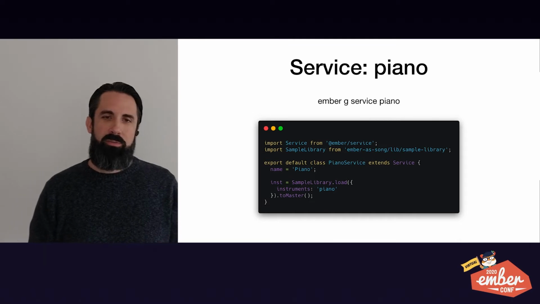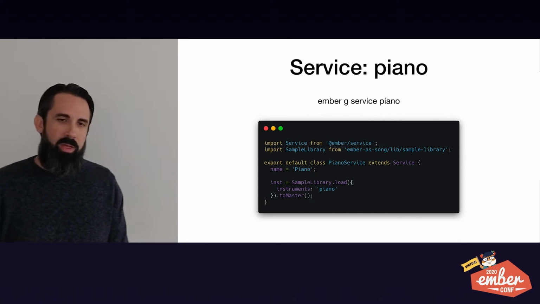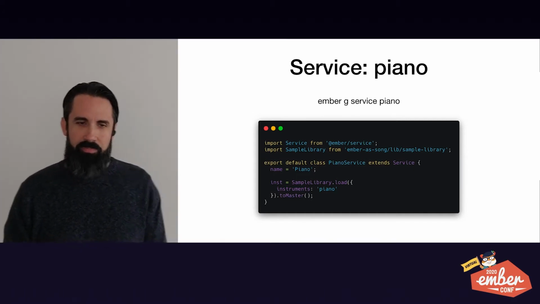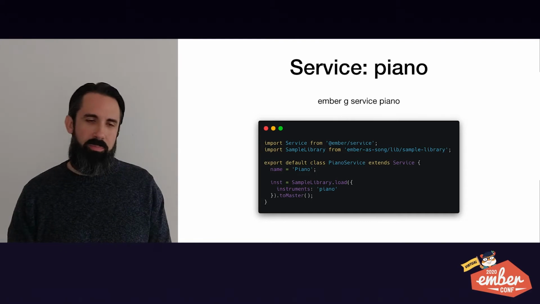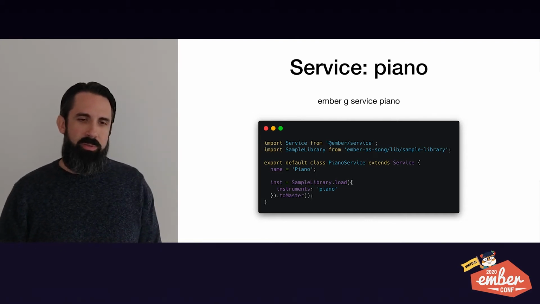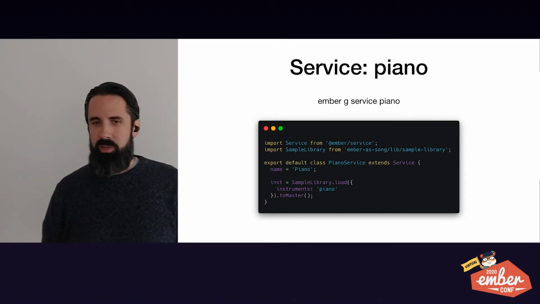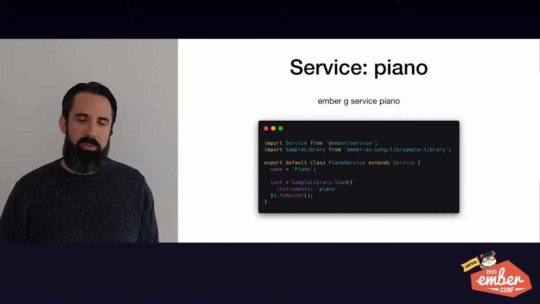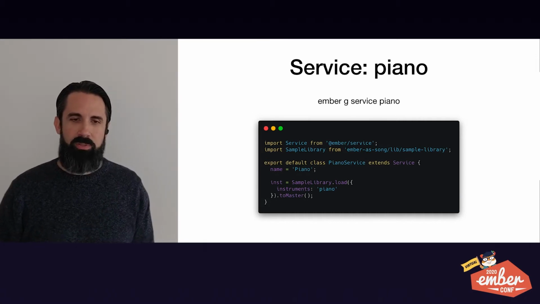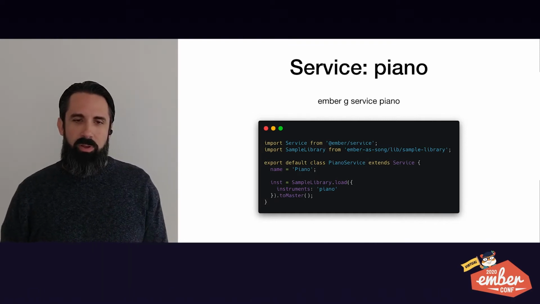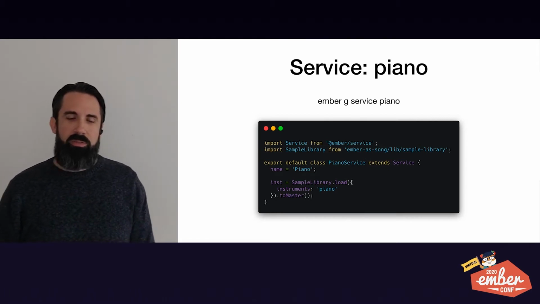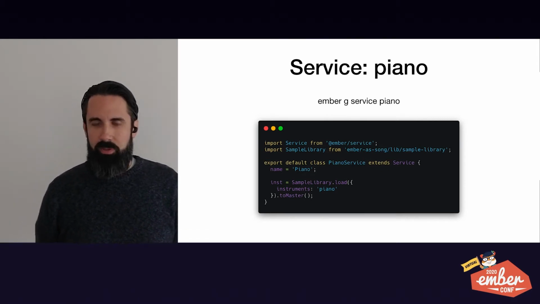So I generated a service called piano, and I added a name so we'd have something human readable. With this service, I created a property called inst for the instrument, and I used something called sample library, which is an extension to Tone.js that lets you play samples. Samples are just recorded instruments, little single note recordings of instruments. So I load up the piano sample, and I send it to master. Master is basically your output to your speakers.